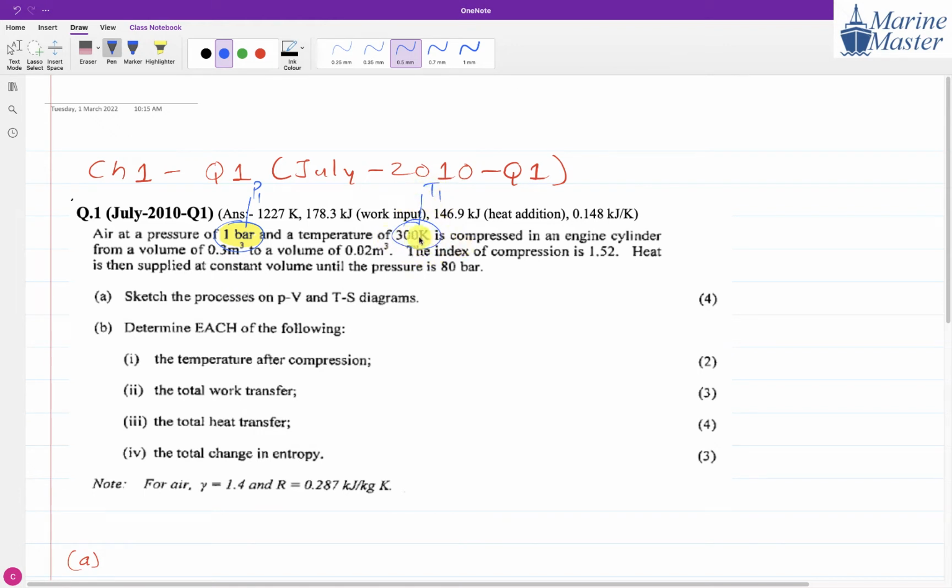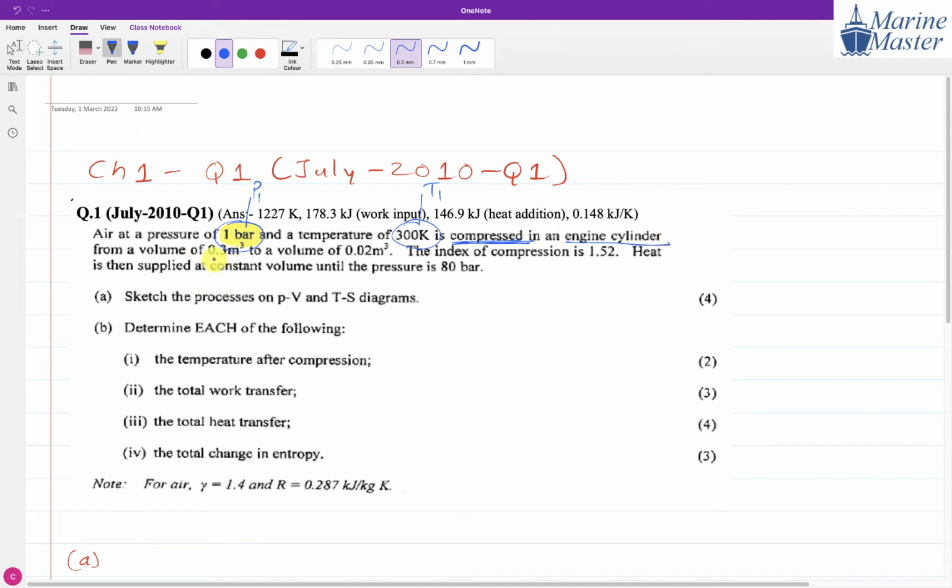Air at this pressure and temperature is compressed in an engine cylinder. So what is going to happen? Compression of the air takes place in the engine cylinder arrangement.